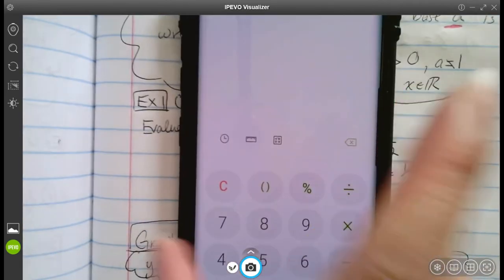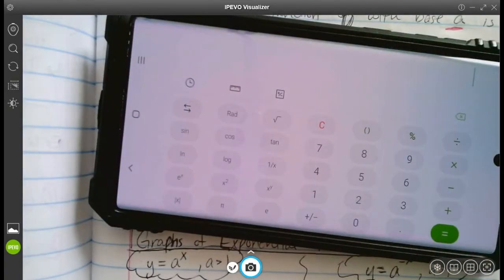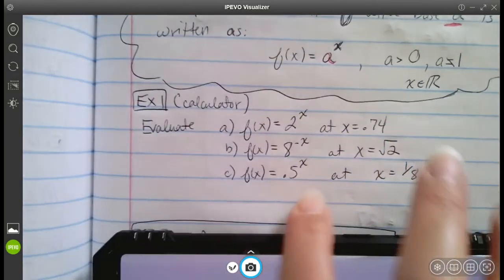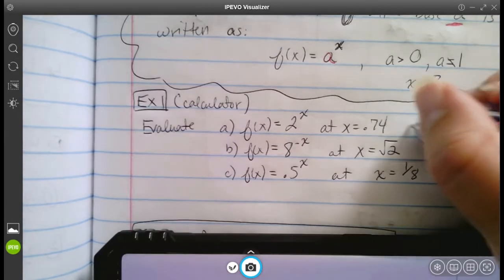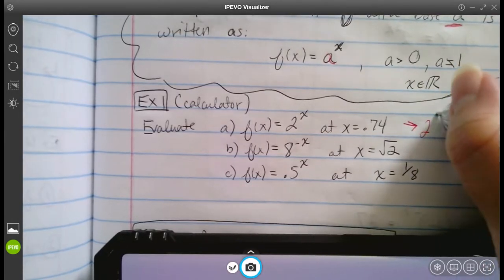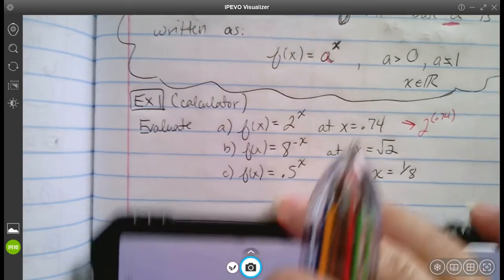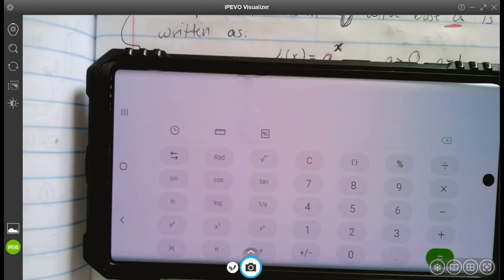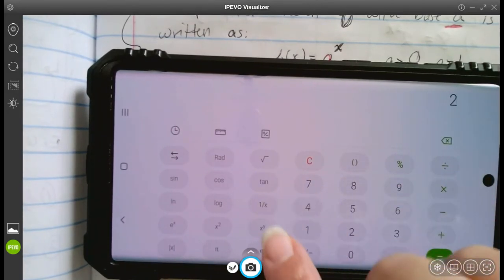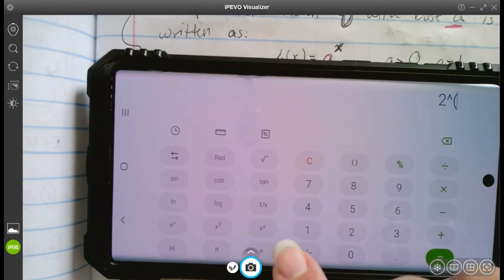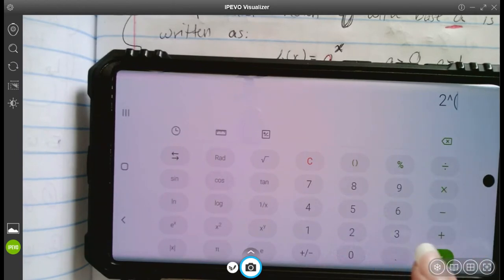Here's mine. I'm going to put it sideways so you can see how it looks when it has more options. For the first one, you would have 2 to the power of x, so this one's going to be 2 to the power of 0.74 that we're trying to plug in. On the phone calculator, it would be 2, and then the power button is, I believe, this little x to the y right here. You're going to see that parentheses automatically pop up. If not, go ahead and put those parentheses.